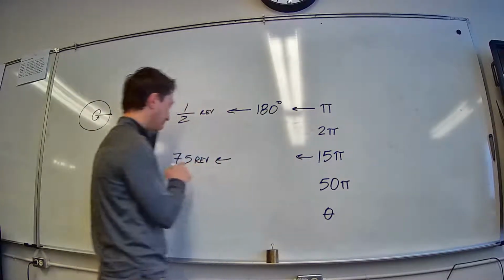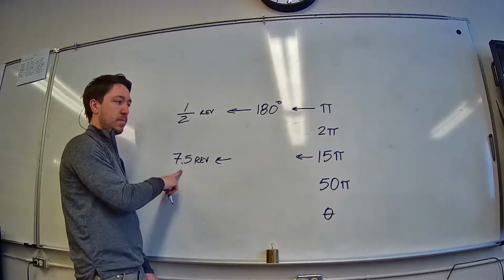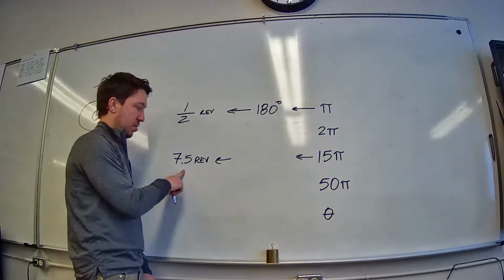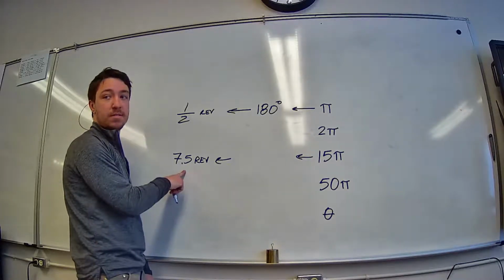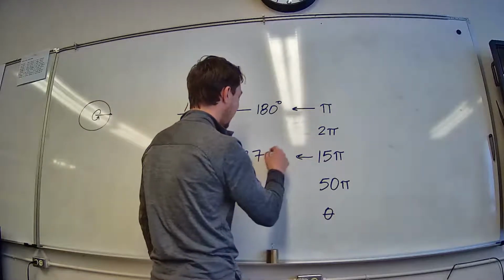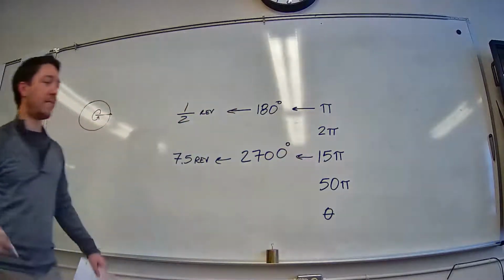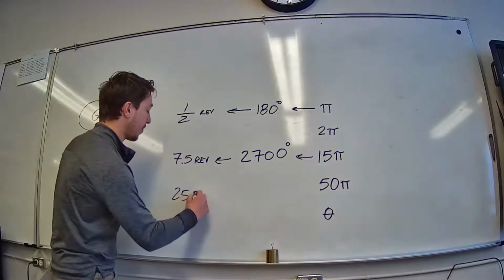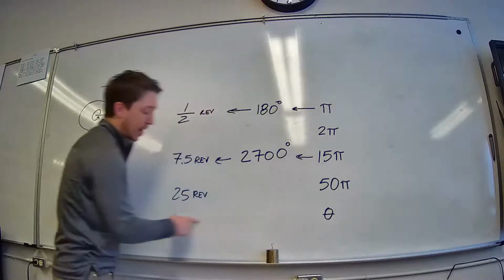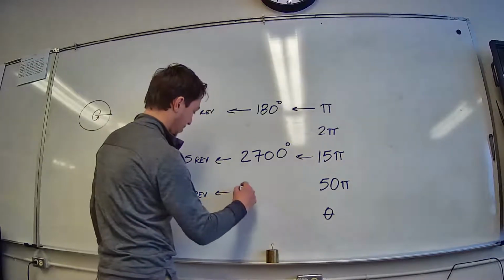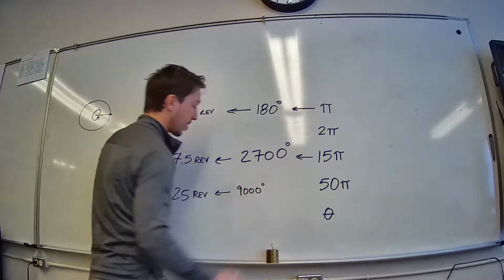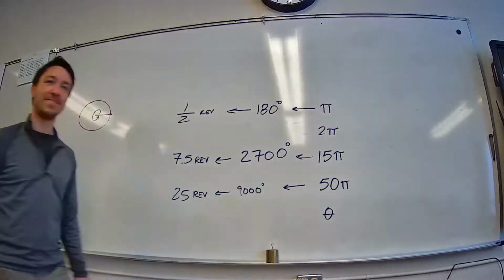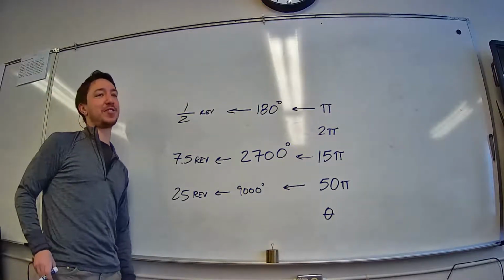That times 360 gives you 2,700. Thank you for confirming. Okay, 50 pi, same thing. Divide that by 2 pi to get 25 revolutions, which tells us down at the bottom, you get 9,000. Think about doing that many rotations on skis.